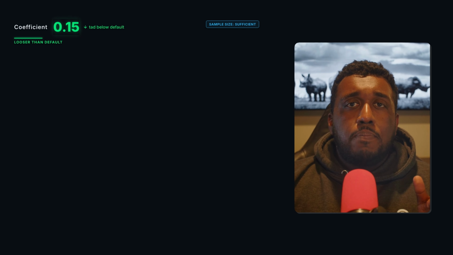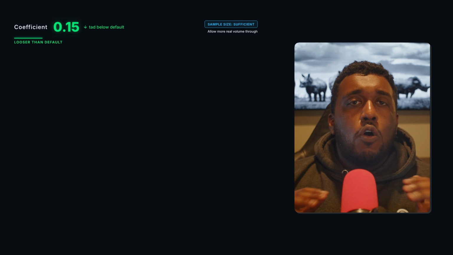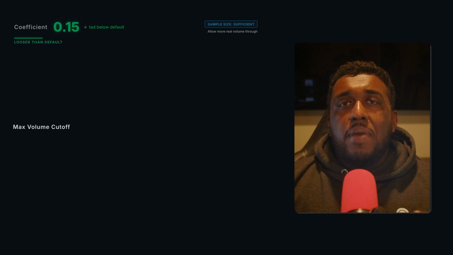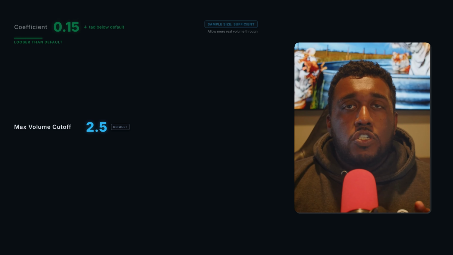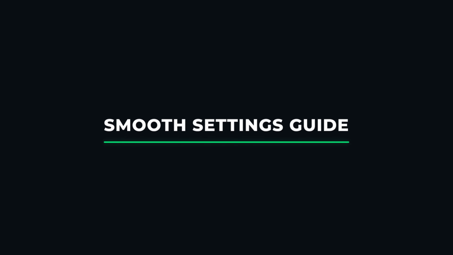That coefficient is going to be dropping to 0.15 here, looser than the default just by a tad, because at this time frame, you guys already got a big enough sample that you can afford to let more of the real volume through without over-filtering what's happening here. That max volume cutoff stays at the default 2.5, and that signal length goes all the way up to 8 here for the smoothest possible read on that big picture chart.